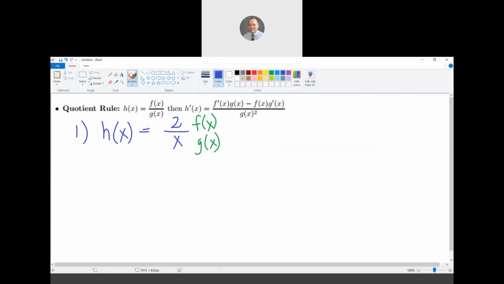So let's plug everything in. We're taking the derivative of f, or derivative of 2, times the original g of x, which is just x, minus the original f, which is 2, times the derivative of g, or derivative of x, and that's all over g of x quantity squared, or just x squared.